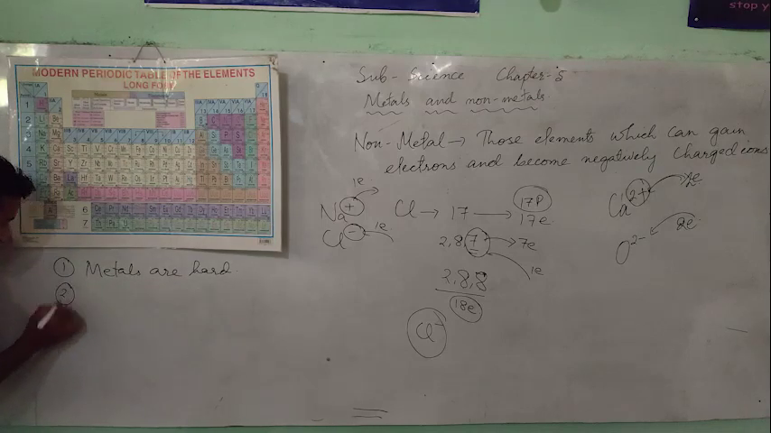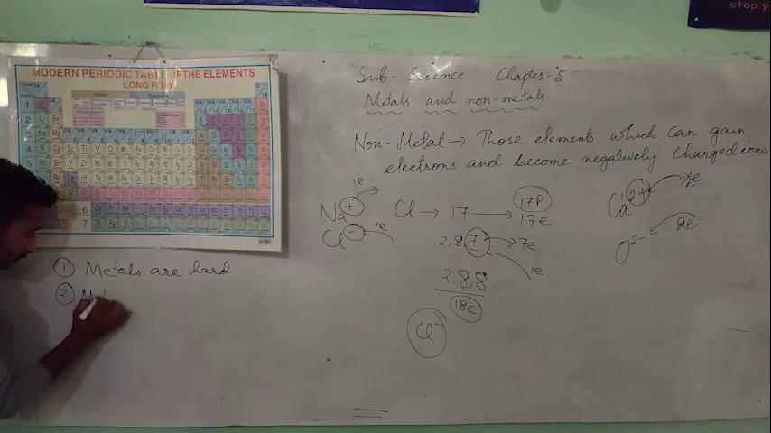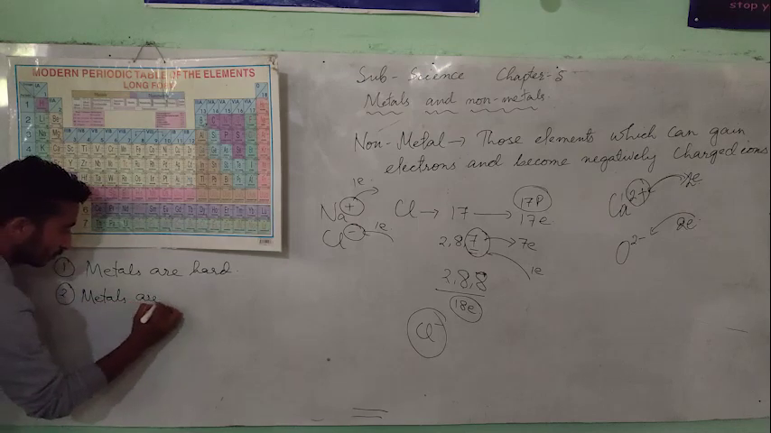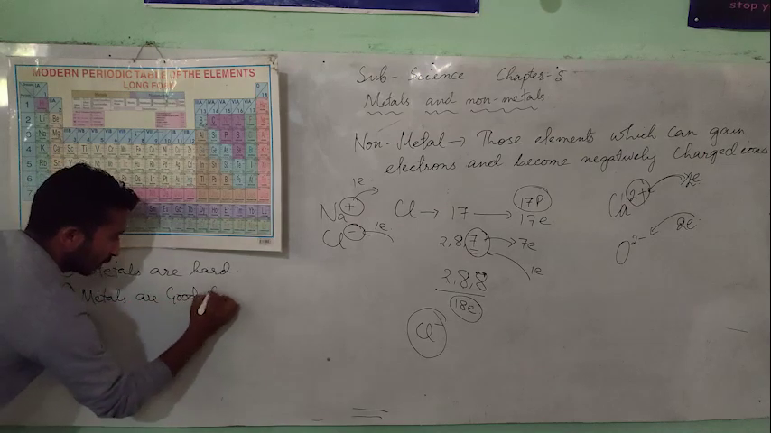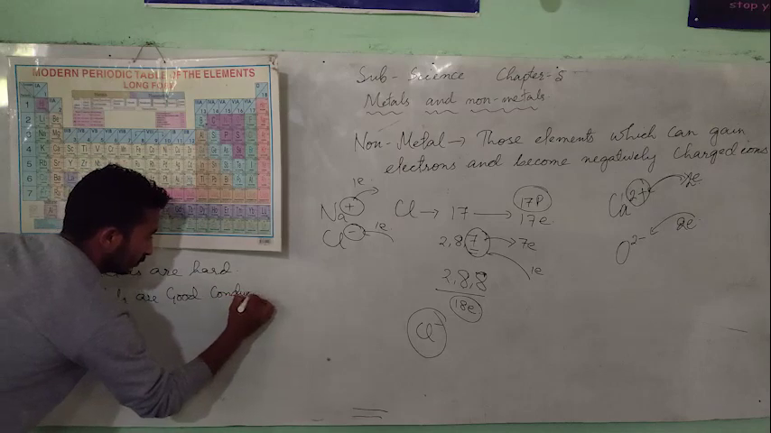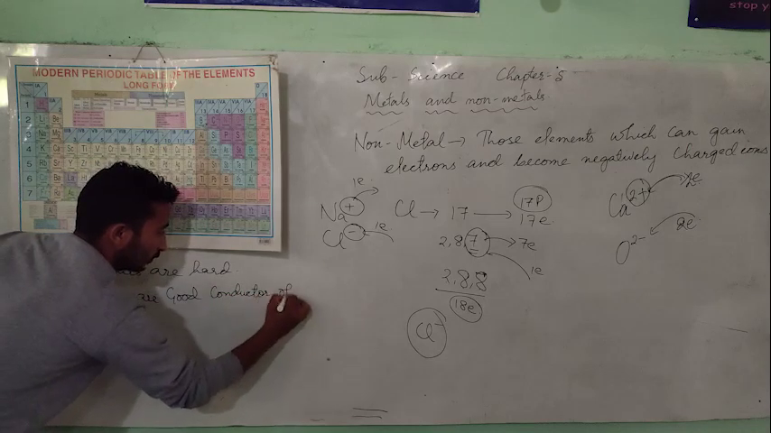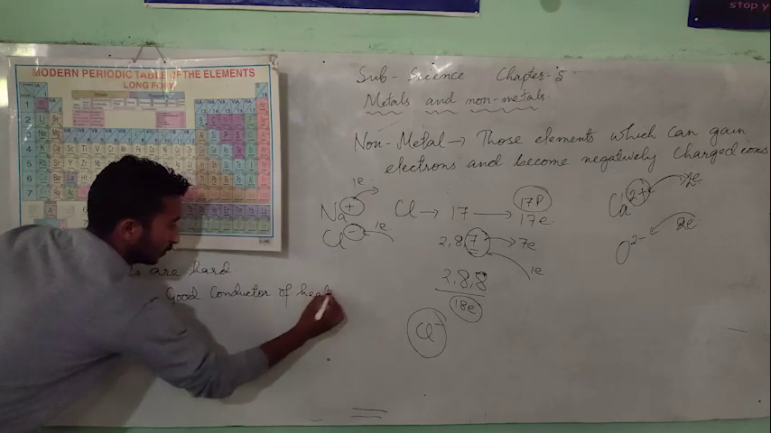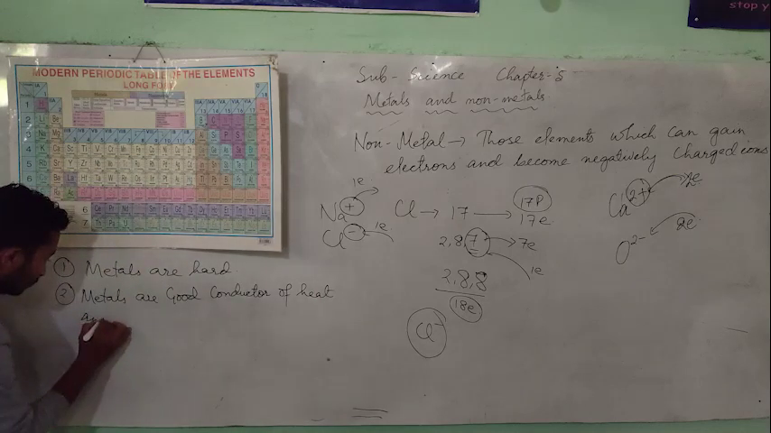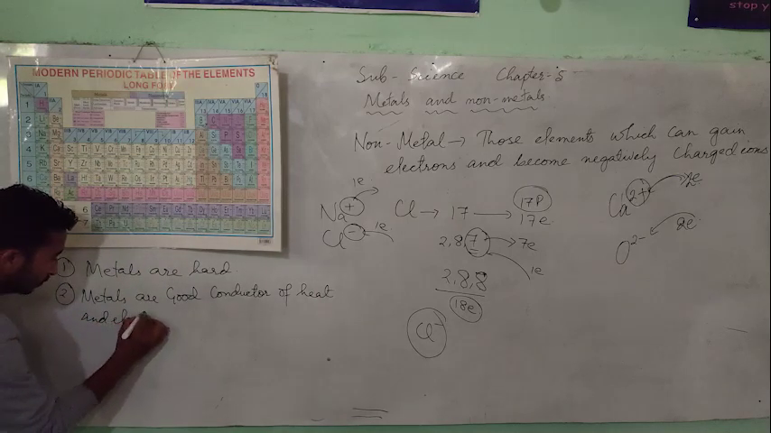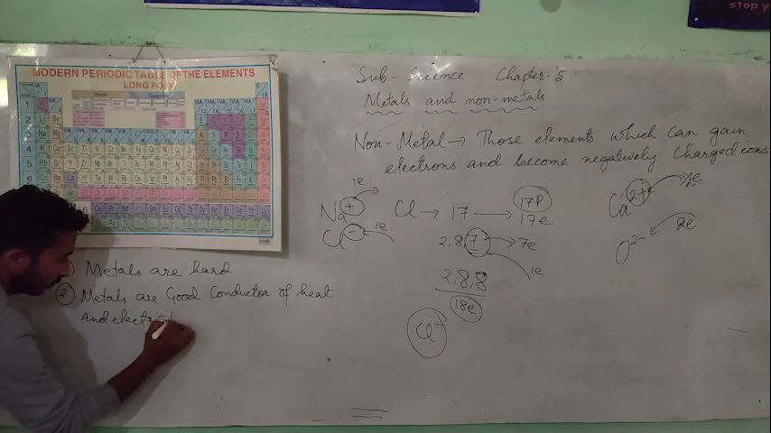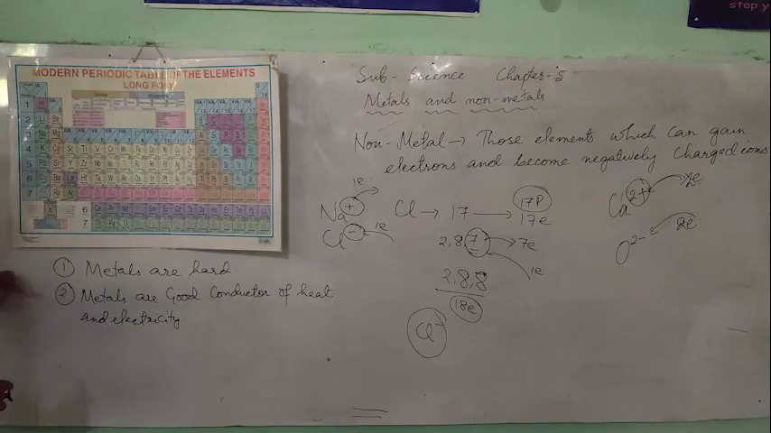Property number 2 for metal. Metals are good conductors of heat and electricity. Metals, they are very good conductors of heat and electricity. Most of the metals, they conduct heat and electricity.